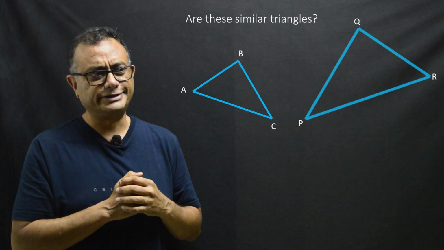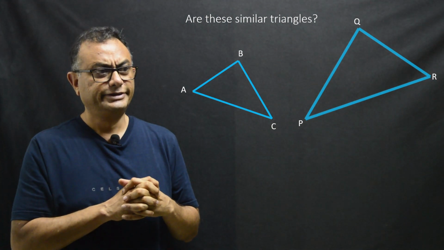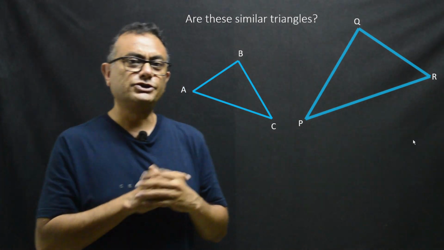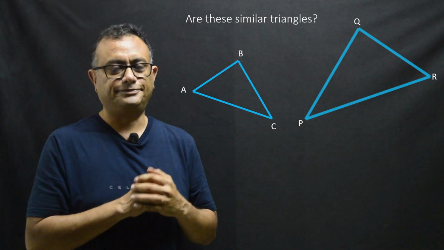Now that we have understood what similarity in triangles is, let's try to find out if you know how to identify if two triangles are similar. Let's take this example. How do you find out if these two triangles are similar to each other? They look all different, right? There are 3 rules to our rescue. The first rule is called the AA similarity. What does it say? Let's look at it.